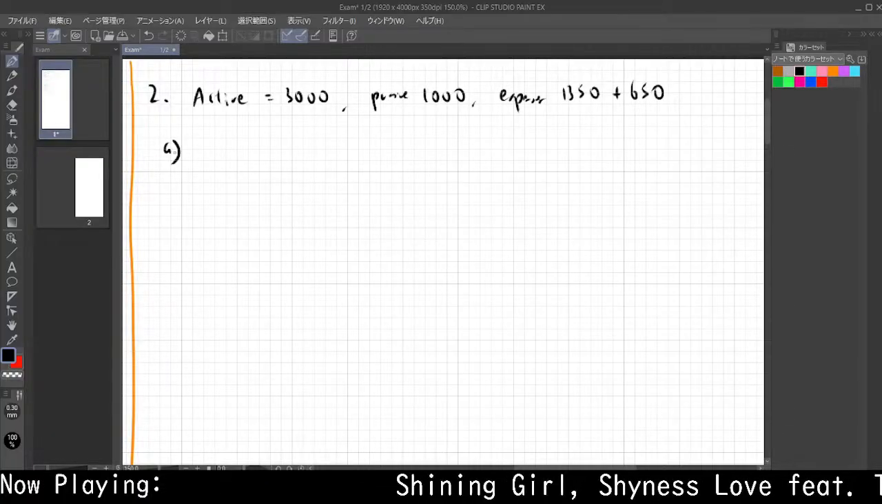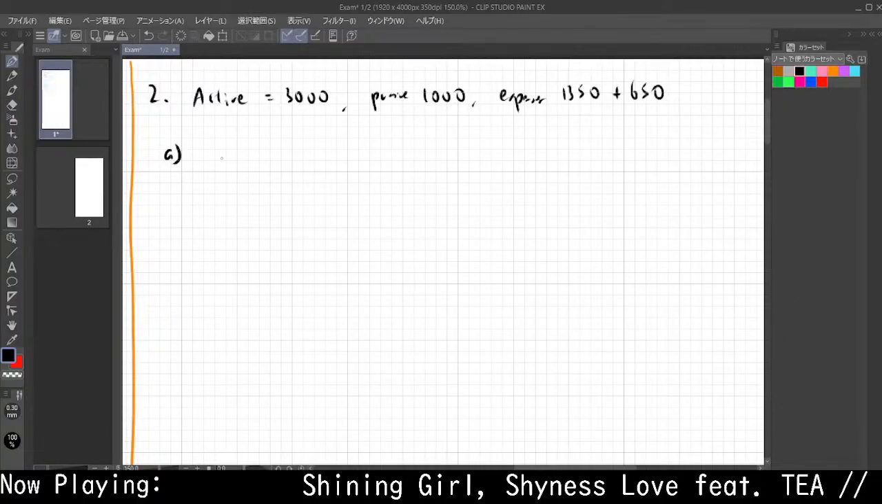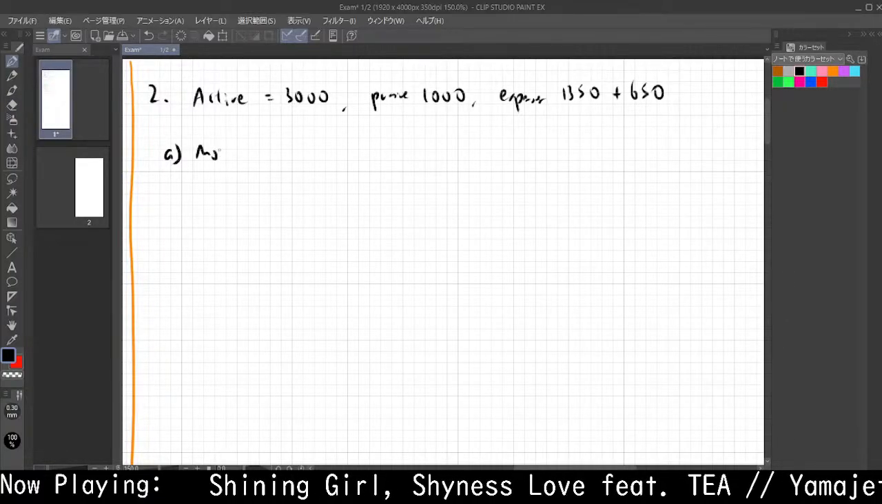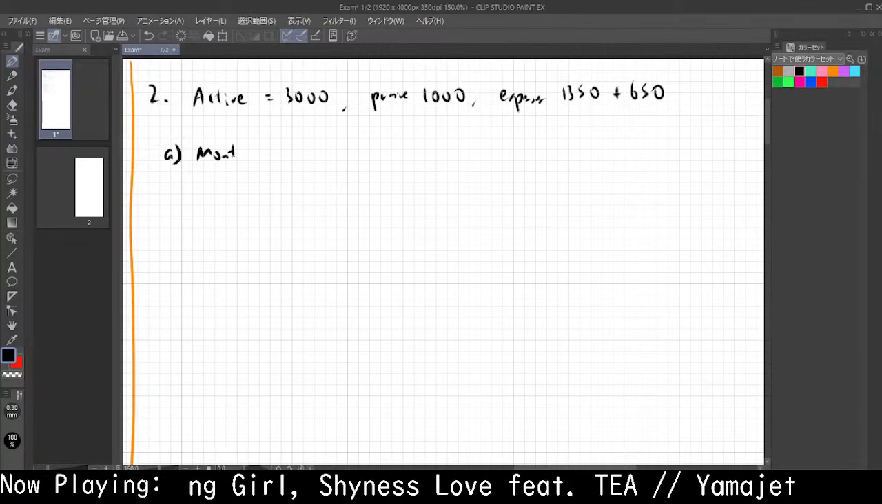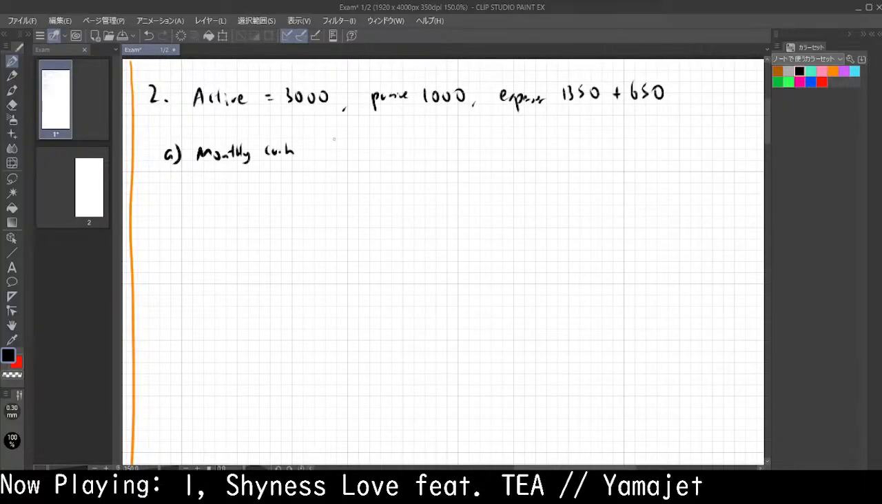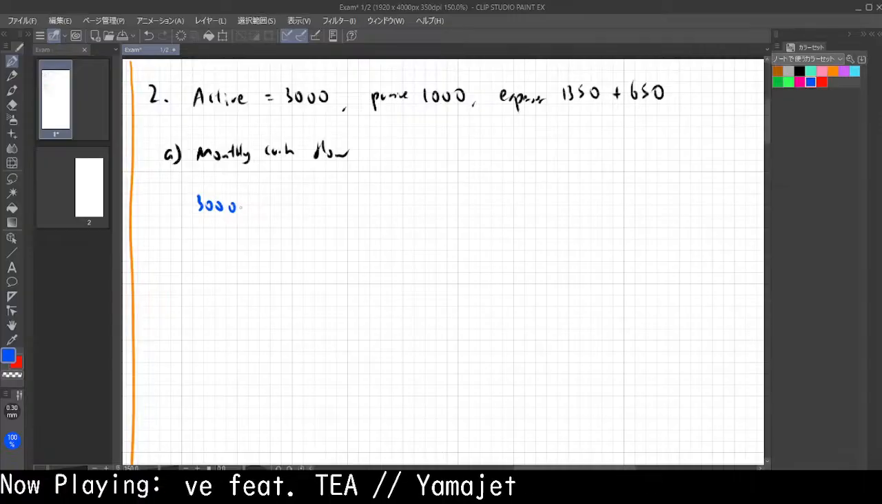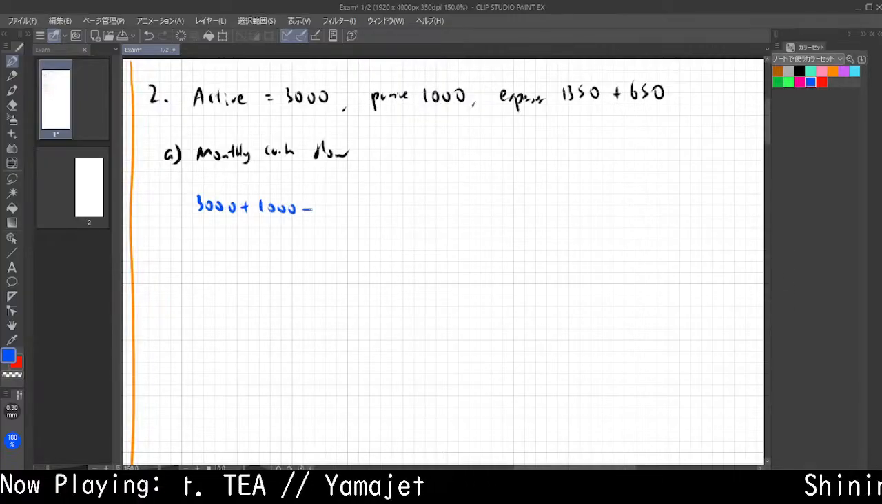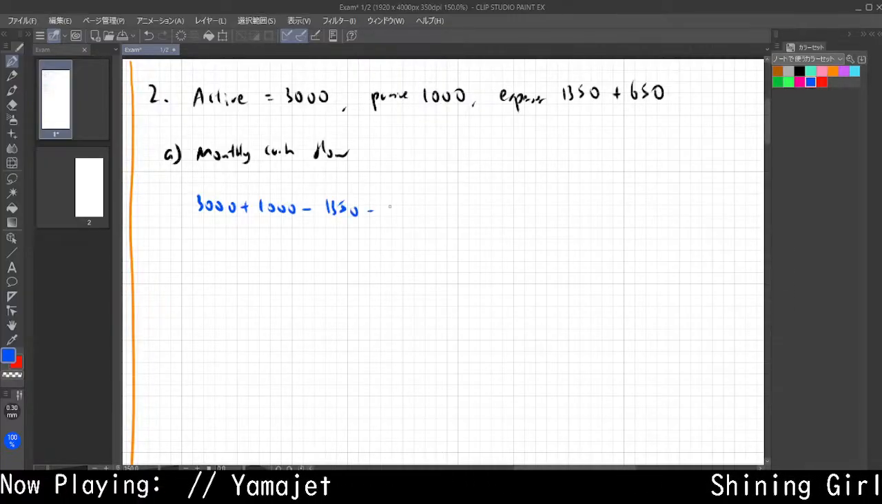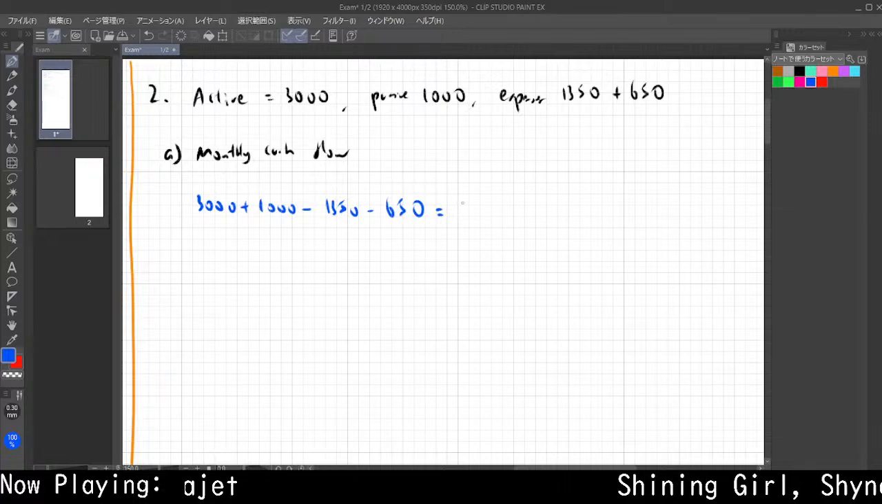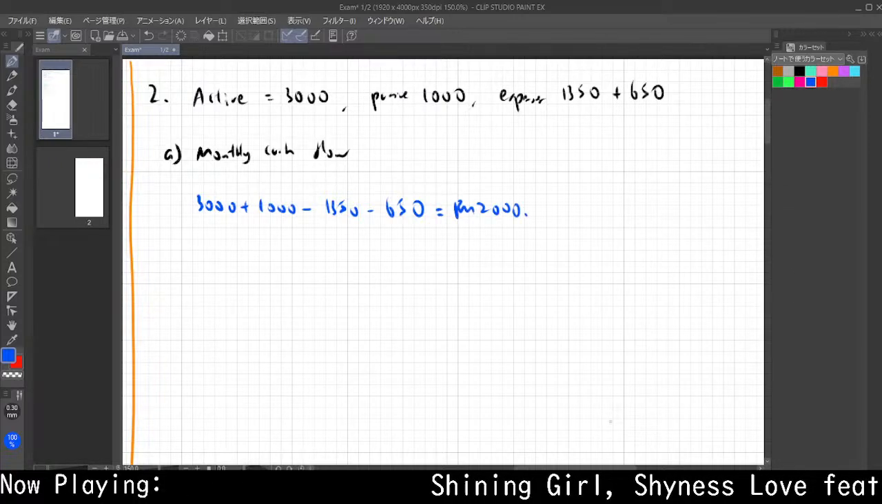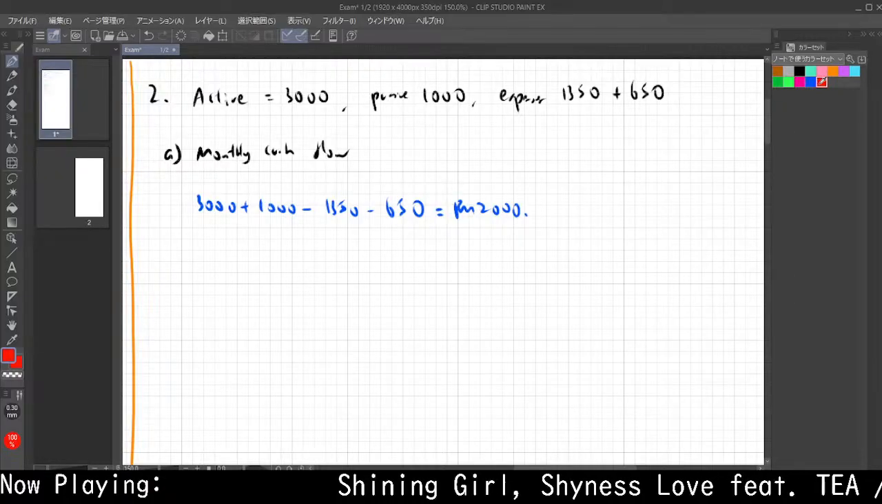Therefore, part A, monthly cash flow. This is just asking you to take your active and add your passive, and then minus out your expenses, and then you should get RM2000. Okay, we make sure. And this is 1 mark.